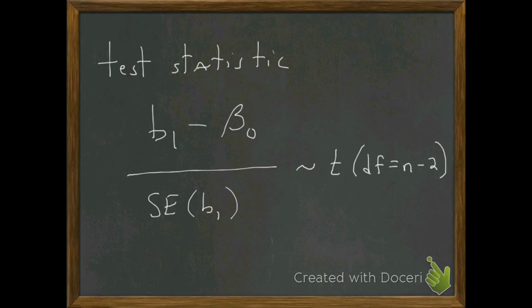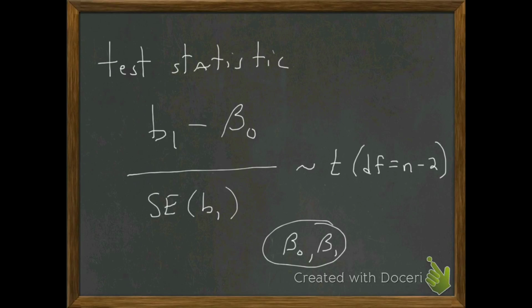And you should know by now why we have degrees of freedom n minus 2, because we had to create estimates for beta 0 and beta 1. So we had to create 2 estimates for values that we're using in our calculations. So we have to control for that, if you will, and use n minus 2 degrees of freedom.